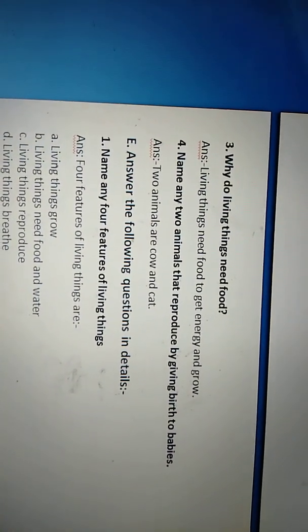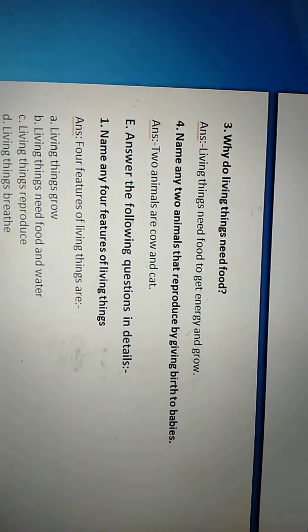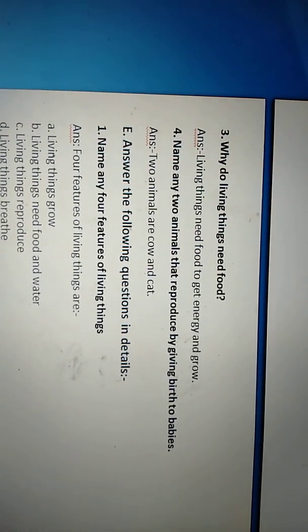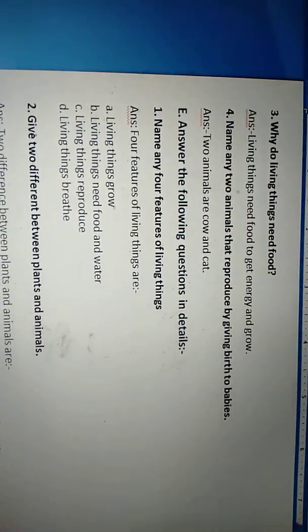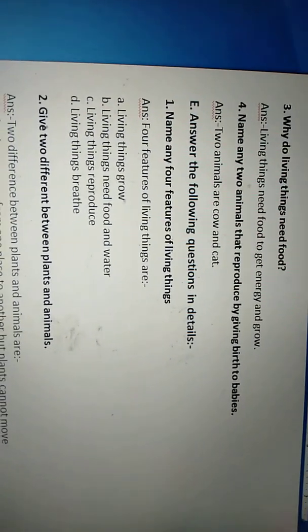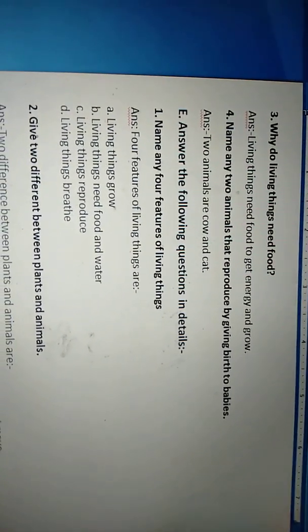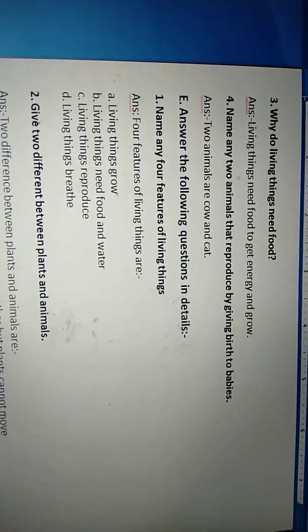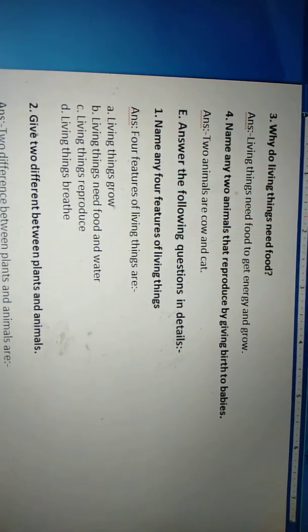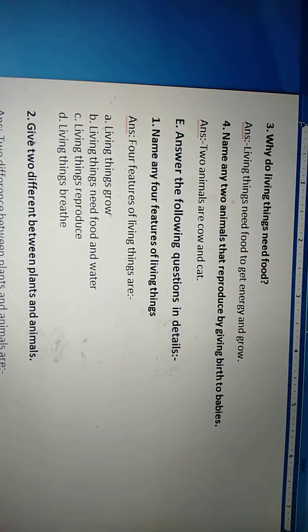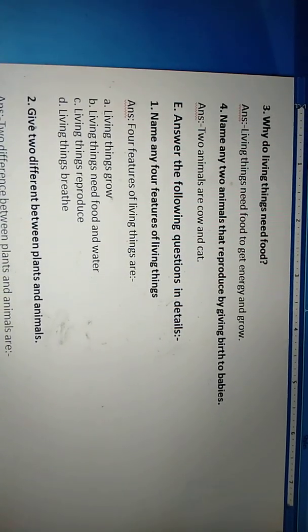2 animals are cow and cat. Now, we have completed portion D. Let's go to portion E. Answer the following questions in detail. When they ask in detail, these are long type questions. You have to write these answers in 3 to 4 lines. You have to describe the answers. So what is the first question? Name any 4 features of living things.